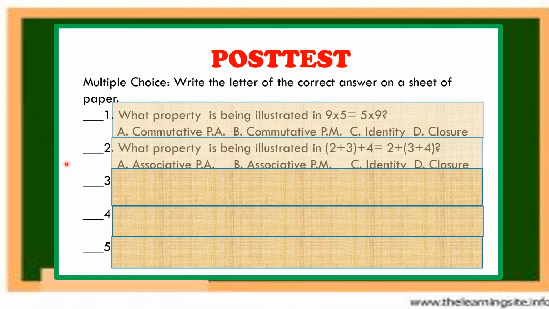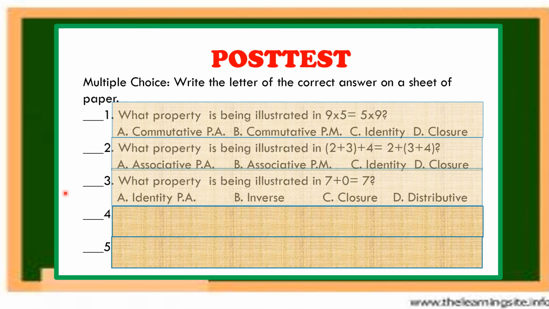Number 2, what property is being illustrated in the quantity of 2 plus 3, close quantity, plus 4 equals 2 plus the quantity of 3 plus 4, close quantity? Letter A, associative property of addition. Letter B, associative property of multiplication. Letter C, identity property. Letter D, closure property.